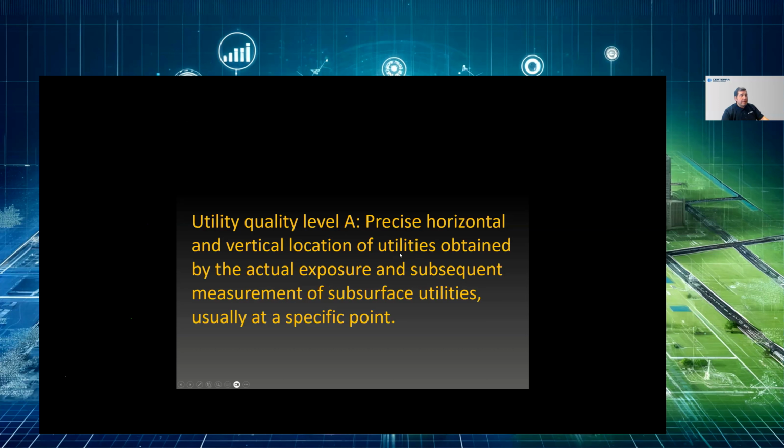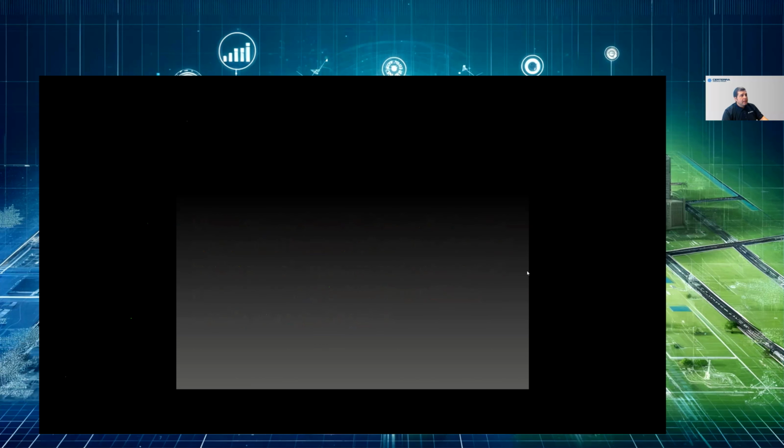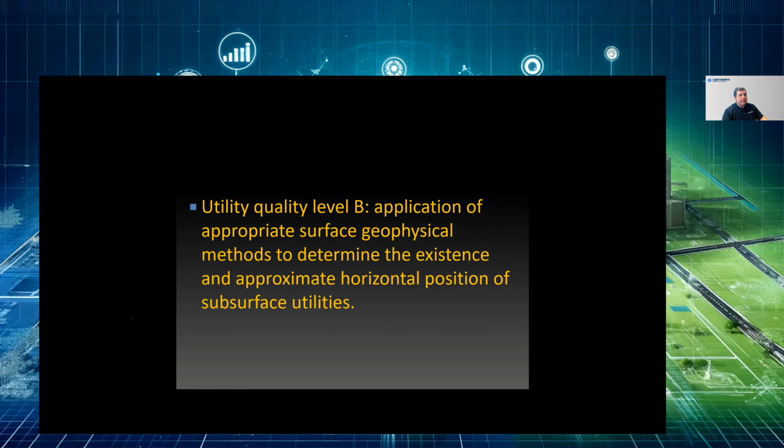So utility quality level A, based on the ASCE 38-22, is the precise horizontal and vertical location of utilities obtained by the actual exposure and subsequent measurement of subsurface utilities, usually at specific points. I'm going to go through the methods that are used for each of these levels in the coming slides. Then level B, which is less accurate than level A, is the application of appropriate surface geophysical methods to determine the existence and approximate horizontal position of subsurface utilities.